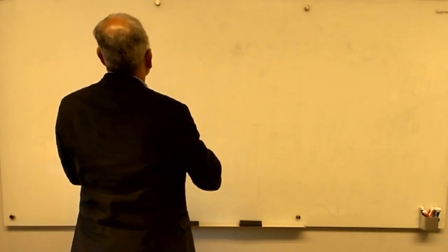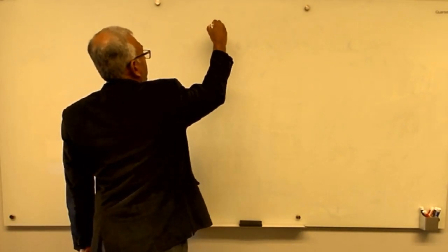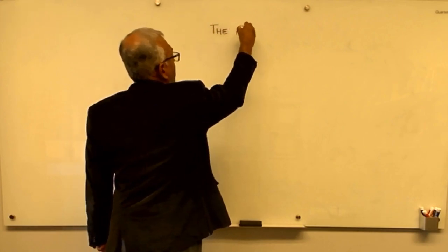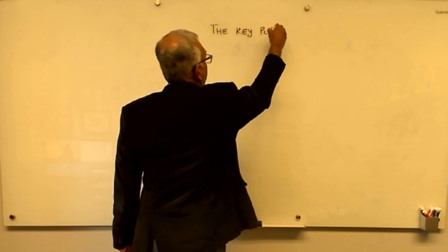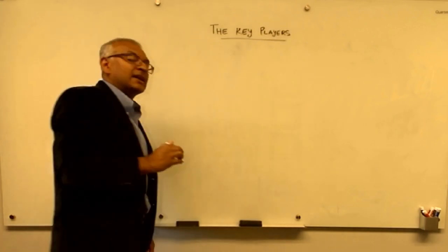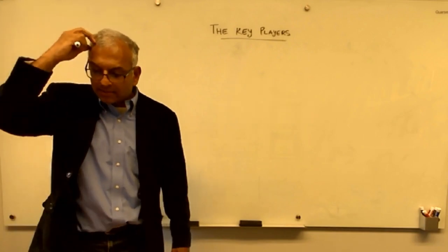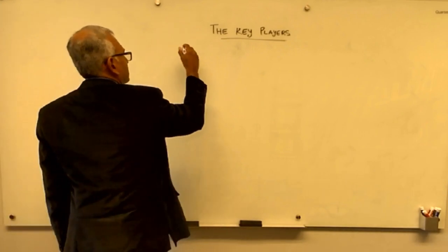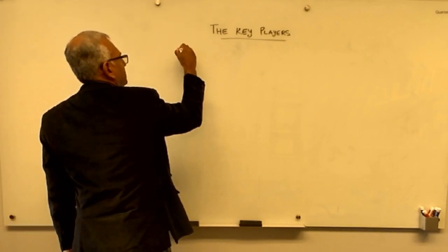So the key players. And always have in mind the credit card example. So let's begin with the application. You have a person who applies, so an applicant.